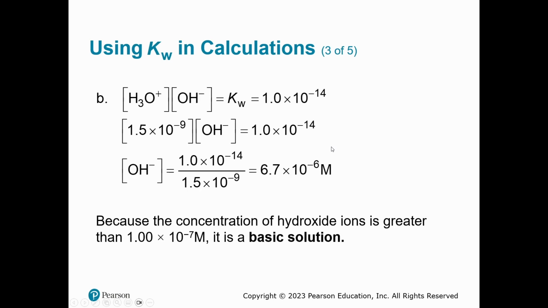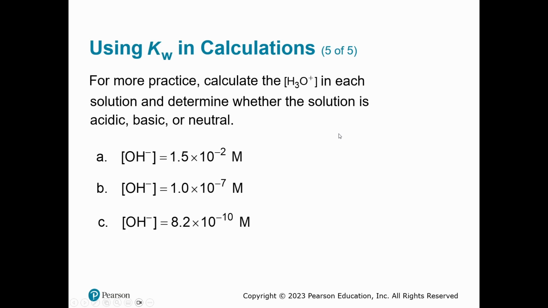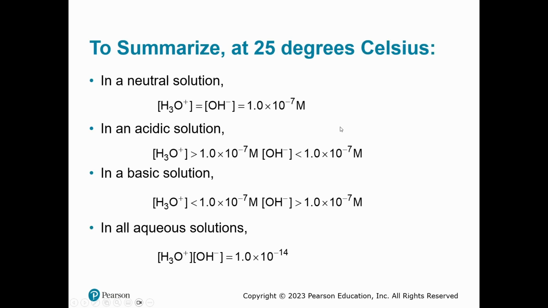We can also relate these to pH, which we will do in a second, but here's just the rest of the calculations for this series. Pretty straightforward. You're just plugging in and rearranging for what the missing value is. You can do the same thing for hydroxide as you do for hydronium, just the opposite calculation, rearrange for a different variable, so to speak.